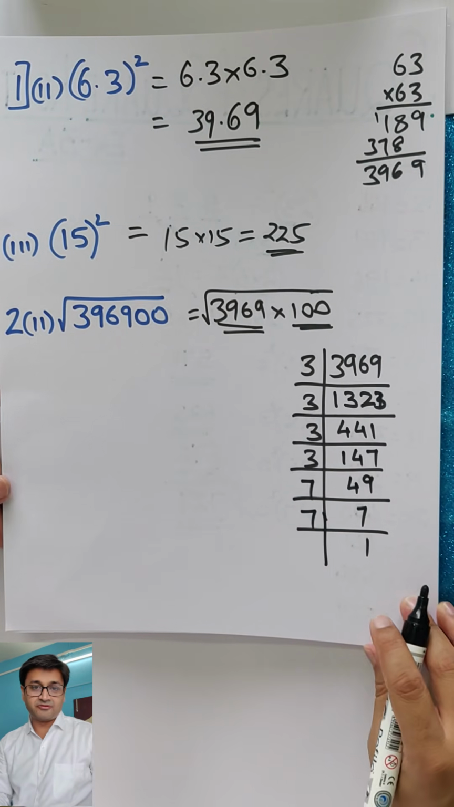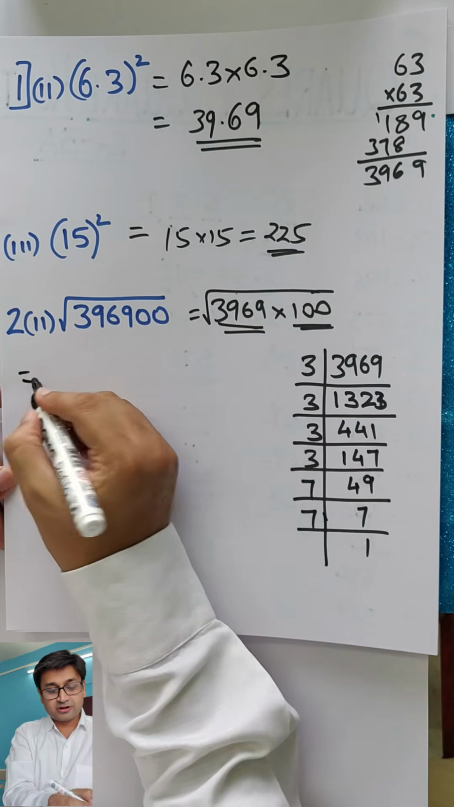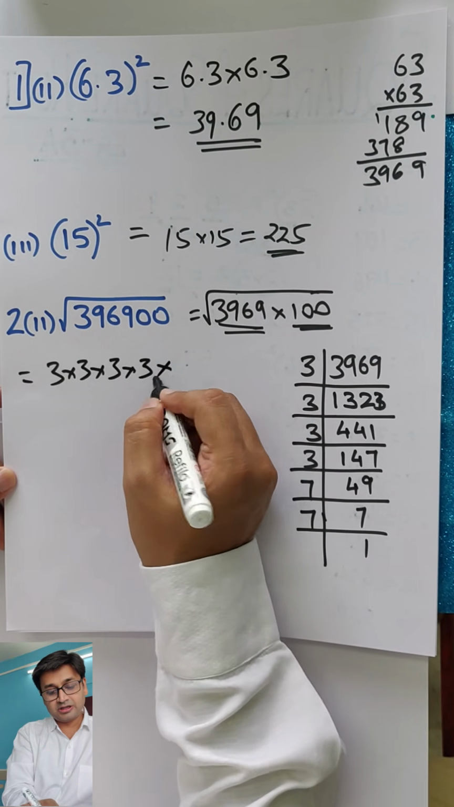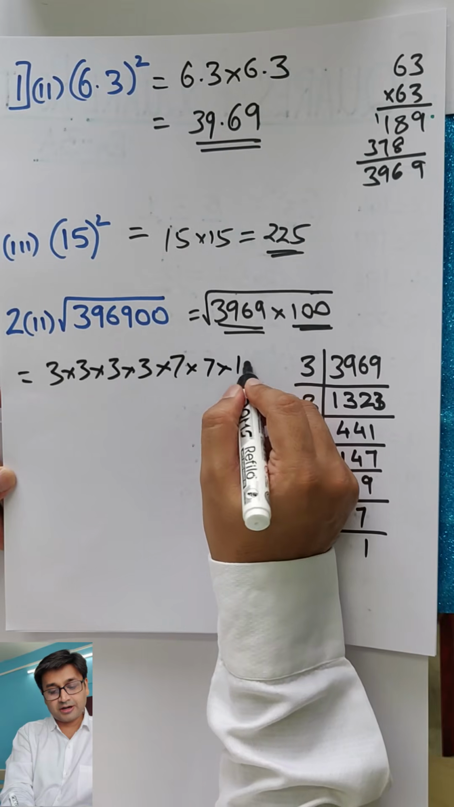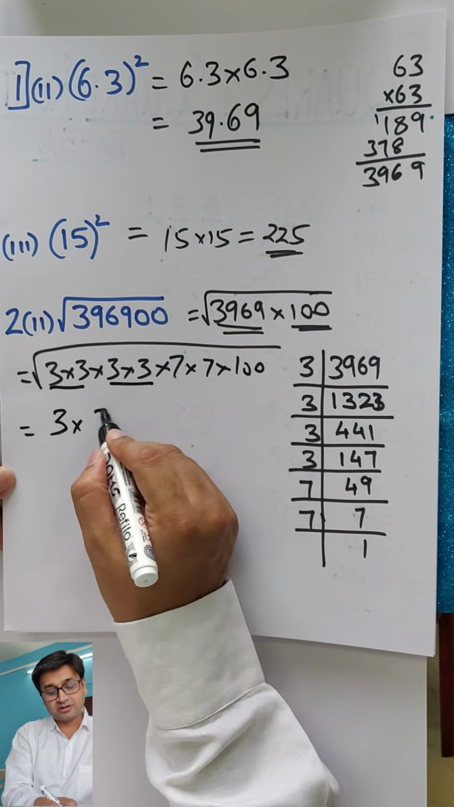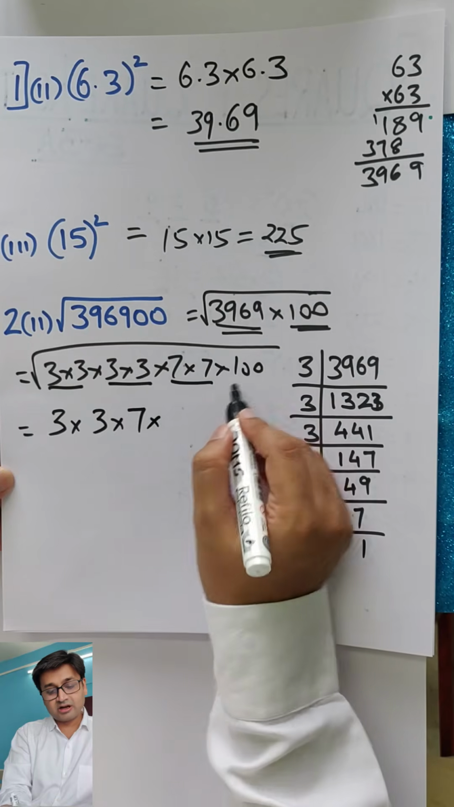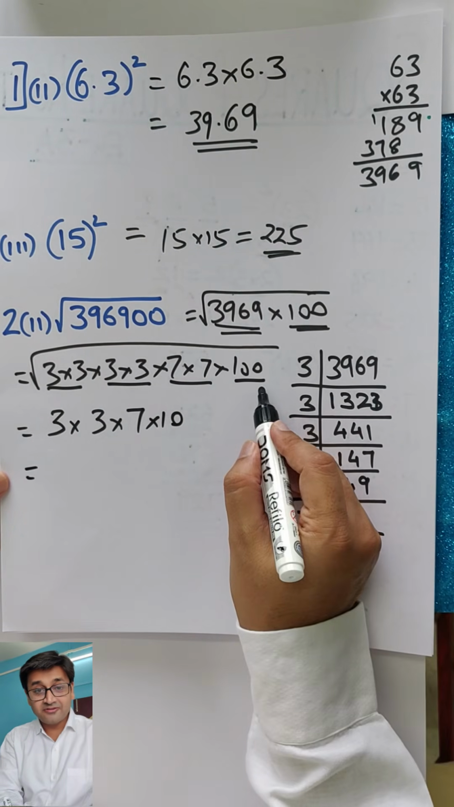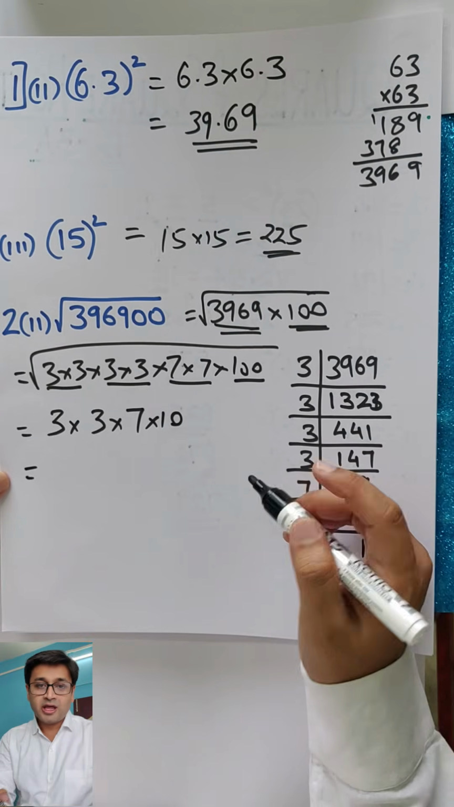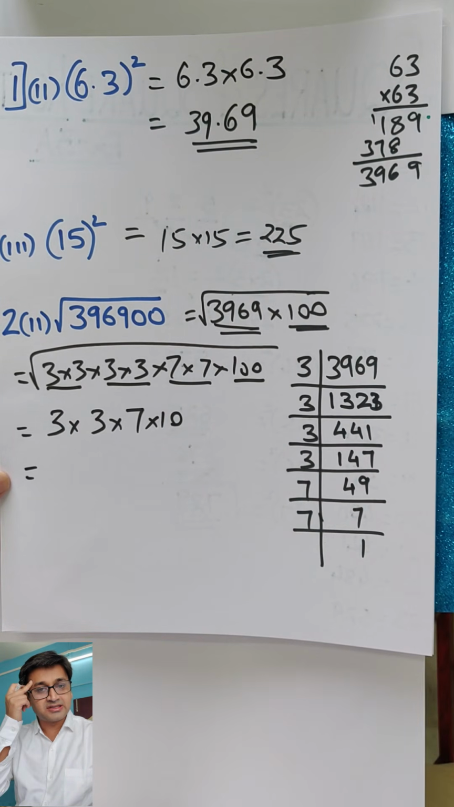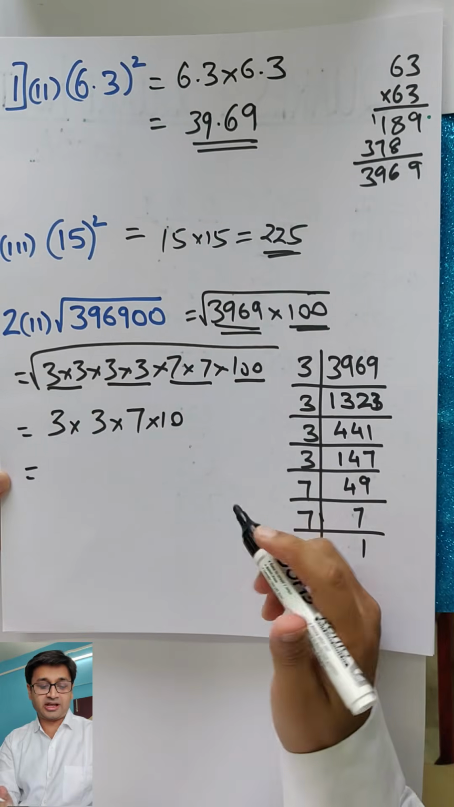How many got the same prime factors? Brilliant. Pat on your back. So 3 into 3 into 3 into 3, 7 into 7 into 100 under the root. Make pairs. This 3 will come out, this 3 will come out, 7 will come out, and 100 will become 10. So I made my life easy. That's what you should do. In mathematics, just don't follow teachers blindly. Use your common sense first and then try solving the sum.